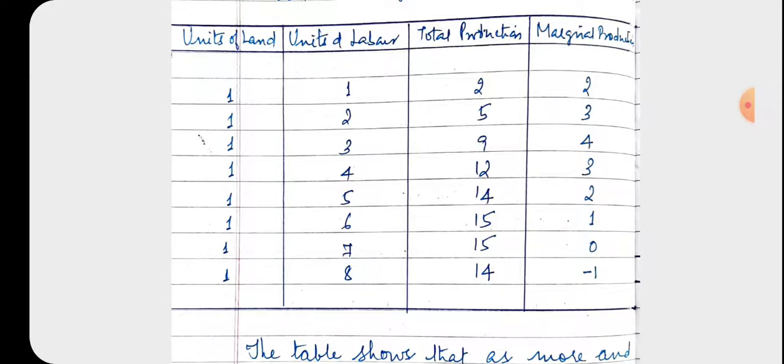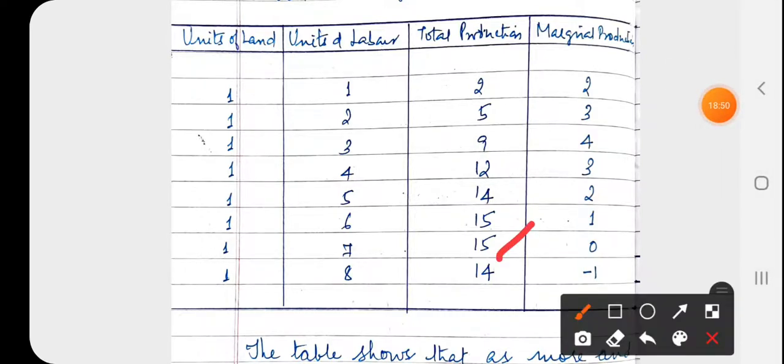You can see that the marginal production at first is increasing, 2, 3, 4, then 3, 2, 1, then 0, -1, which means the total production at first increases at an increasing rate, then increases at a diminishing rate, which results in marginal production turning 0 when the total production is maximum, 15. When the total production is maximum, we can see the marginal production is 0. When the total production starts declining, the marginal production turns negative.